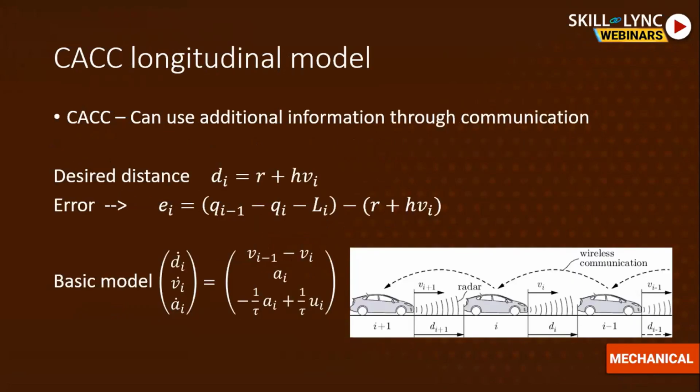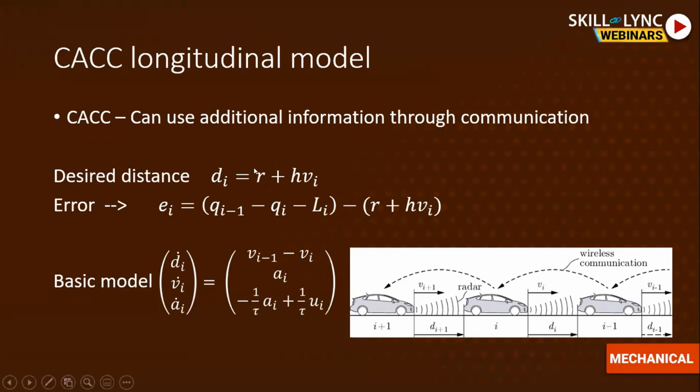Talking about the cooperative adaptive cruise control model, the desired distance between the two vehicles is R plus HV. V is the velocity of the vehicle. H is what we talked about, the time headway. That time multiplied by the velocity gives us one particular distance that the car has to be ahead of. And R is a safety standstill distance, so even if your vehicle is at rest, there should be a safe distance between those two vehicles.